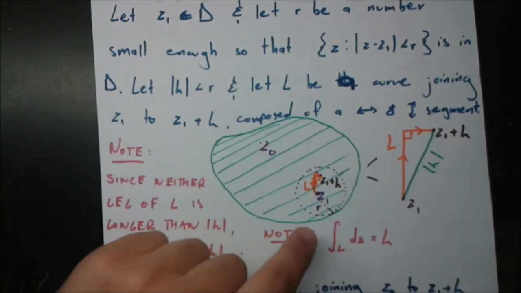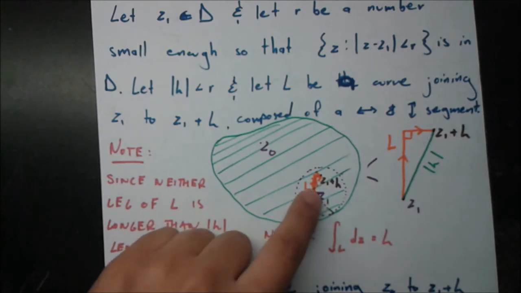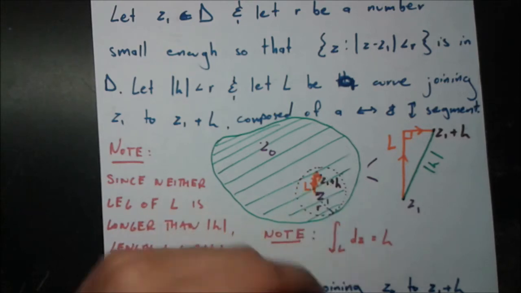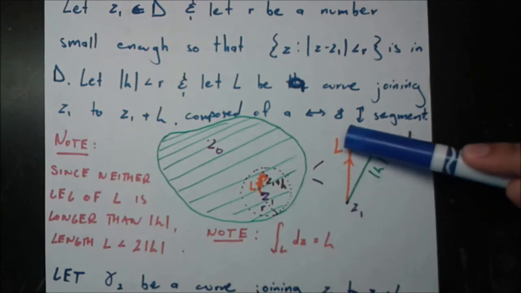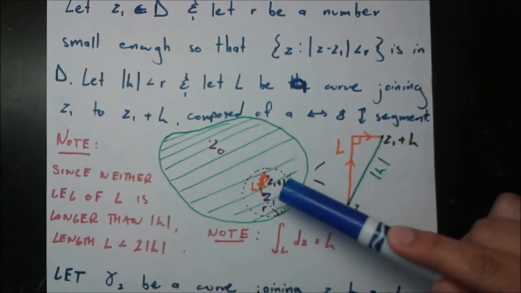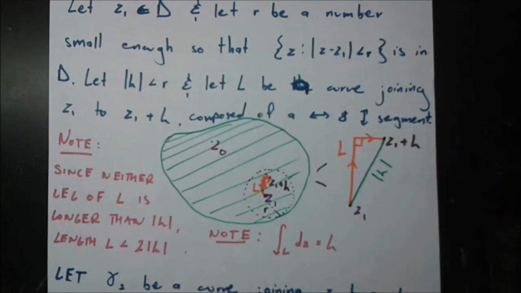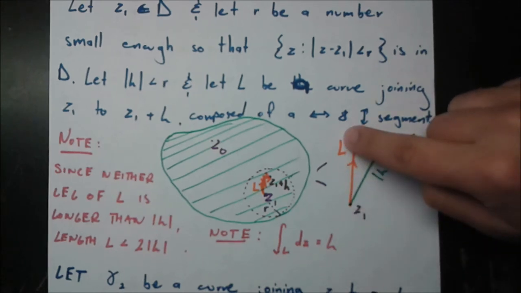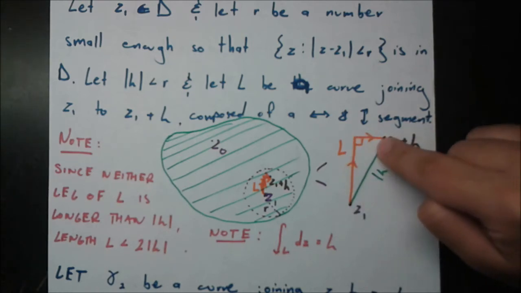Okay, so the next thing we did is we have z1 and we have z1 plus h, and it's true we can connect them in many different ways, but we specifically want the path that consists of one vertical and one horizontal segment. So here I've made a bigger picture. Here's z1 plus h, and L is the path that connects them with a vertical and horizontal segment. So here's the right angle to show that these are perpendicular to each other.